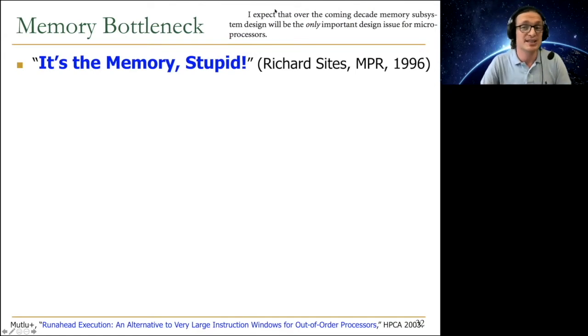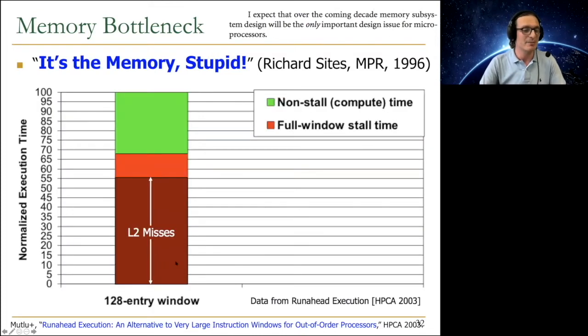And he finishes the article saying, I expect that over the coming decade, memory subsystem design will be the only important design issue for microprocessors. And I think he was right, but we need to do more still. We haven't done enough, because I'm going to give you some more results of this nature. This is data from my own PhD thesis, actually.